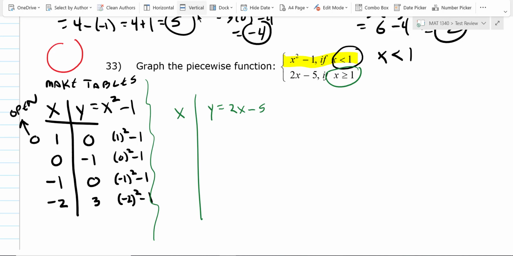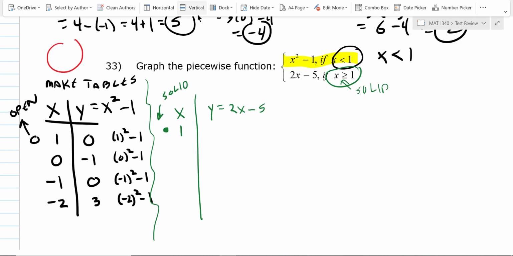Yeah, which means start where? Start at 1, and then do bigger than 1. Now, at 1, do you think we'll have a solid dot when we draw the graph or an open one? Solid. Why? Because it's got the equal to bar. So make a note to yourself that that end point is going to be solid.